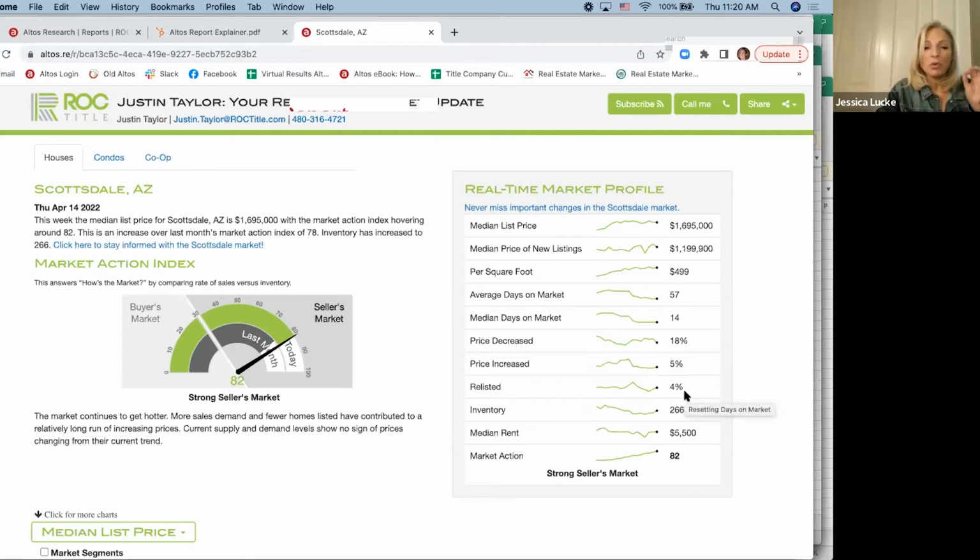And so my example all the time is in 2008, San Jose, California went from 5% to 35% relisted in 2 months. This is a 3-month view. Can you imagine what that chart would have looked like in 2008? That's something that we're looking for. So what you do when you're talking to a client is say, hey, keep an eye on this percentage, right?